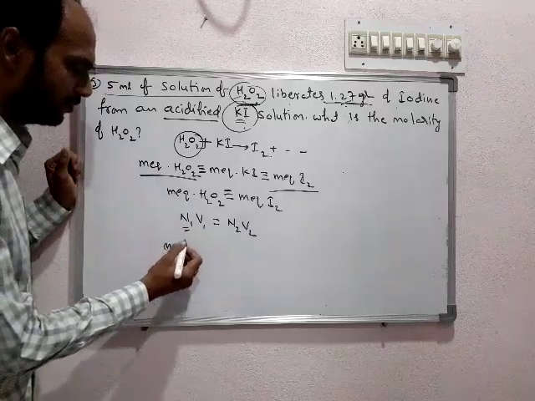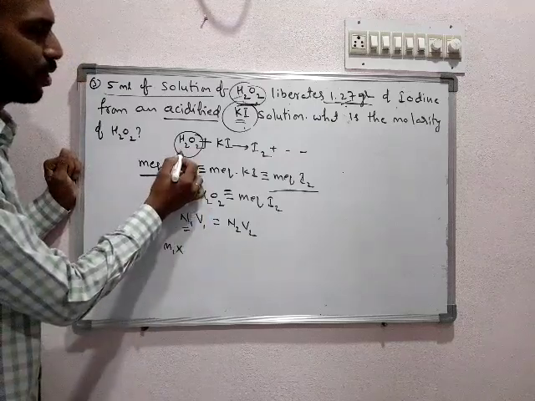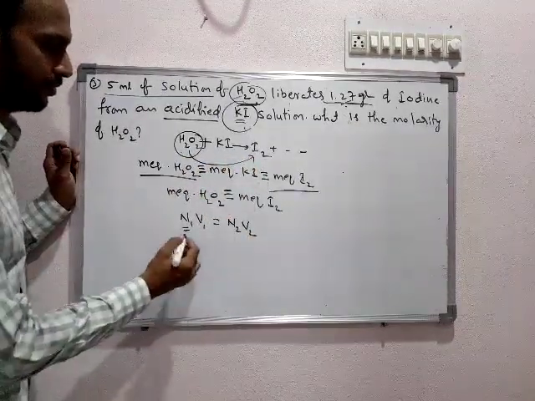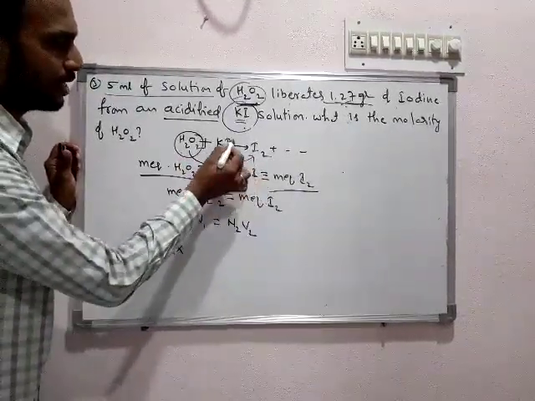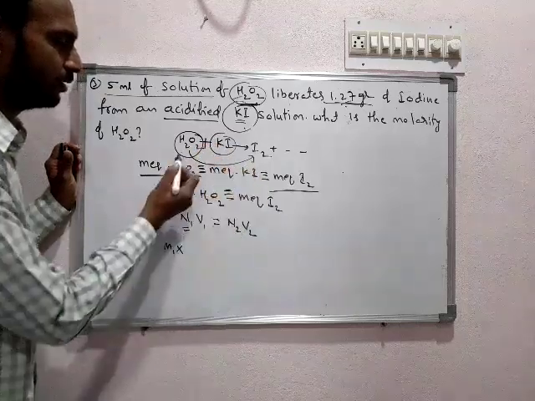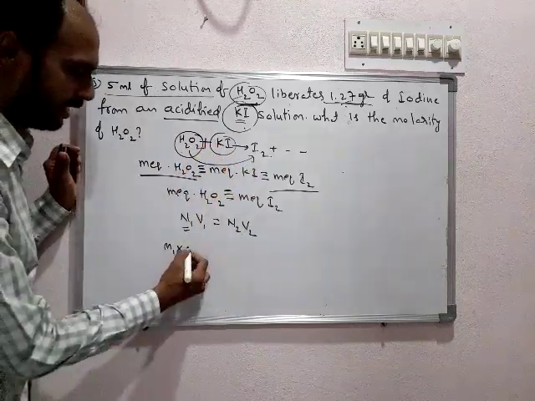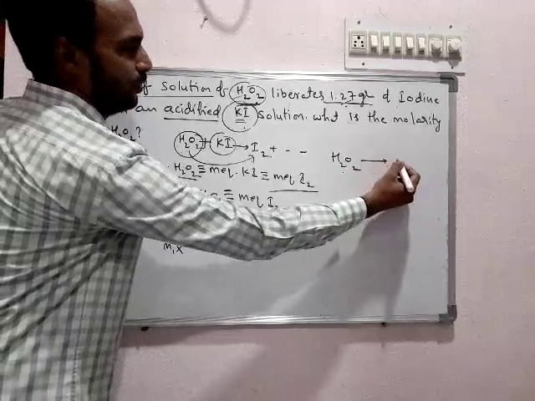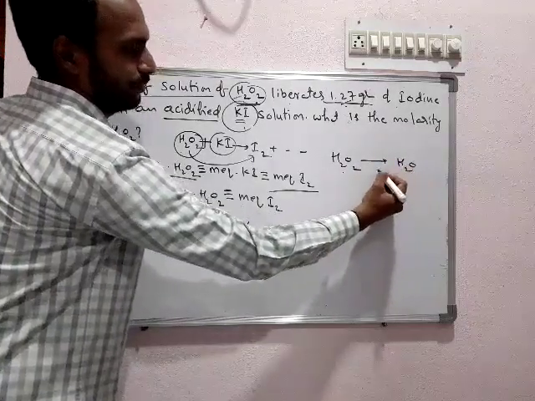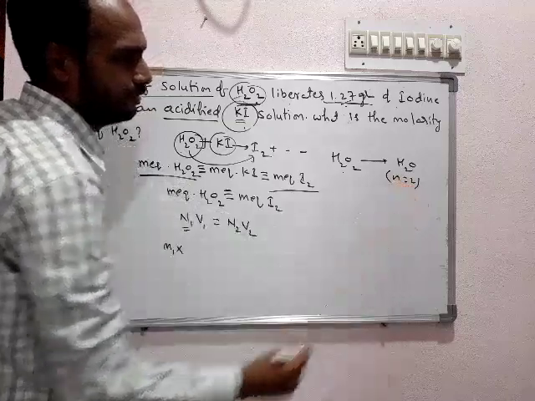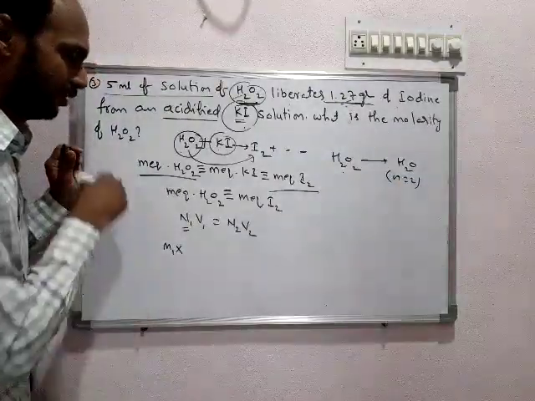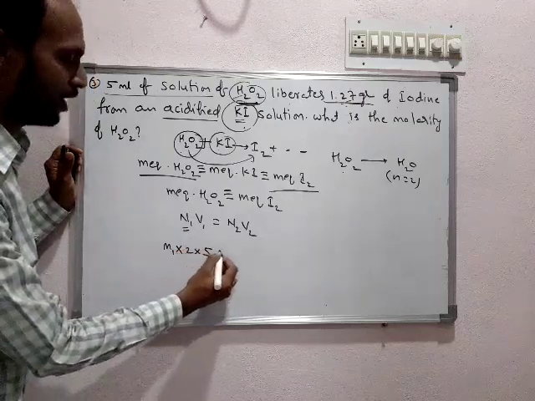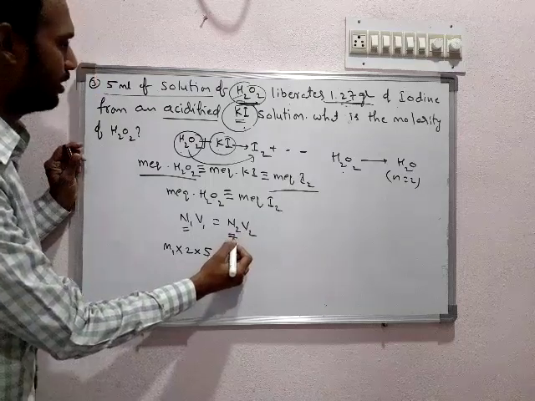Molarity is the same one. So what is the N factor? The hydrogen peroxide oxidizes potassium iodide into I2, which means it gains 2 electrons here. N factor 2. See, the hydrogen peroxide changed to H2O. Here N factor is equal to 2 in acidic medium. So what is the N2?